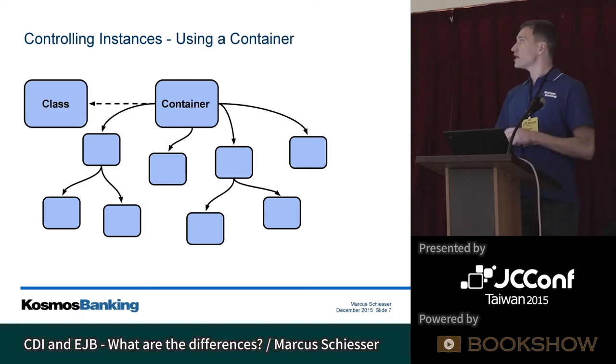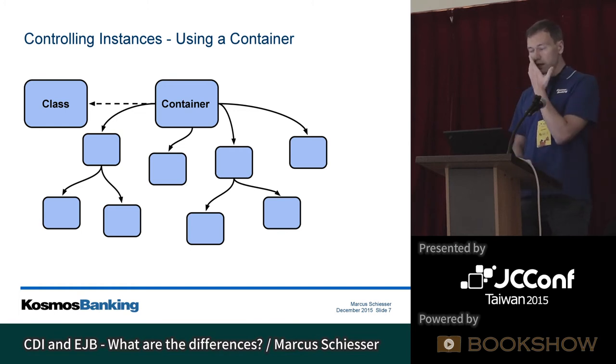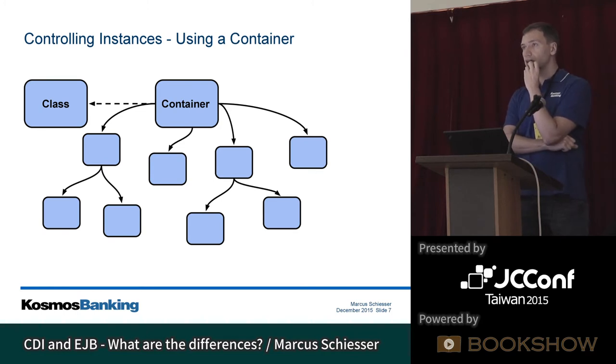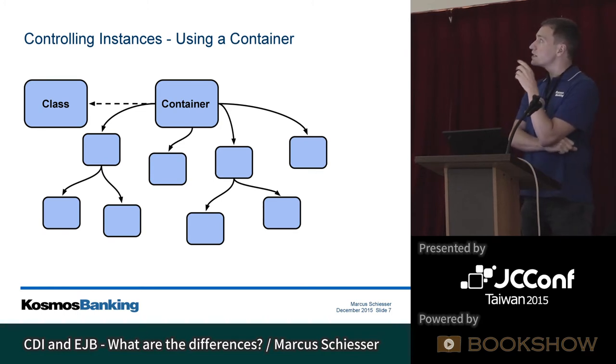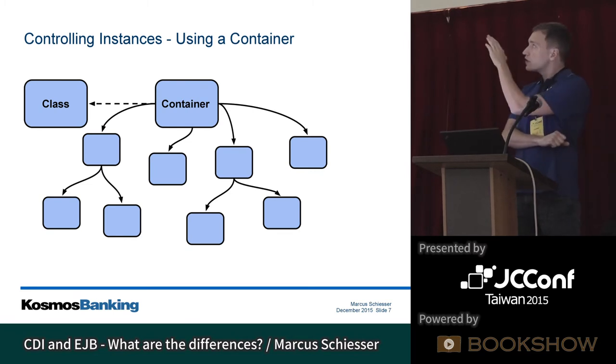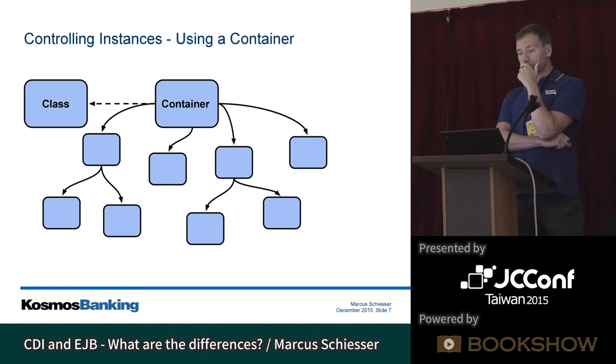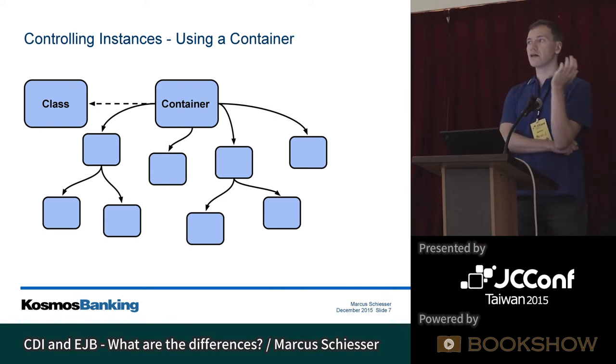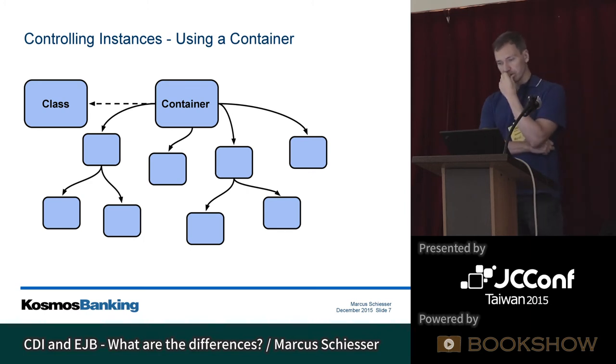So now, in contrast, if you're using a container, our class is not taking care of the life cycle of these instances. It's basically done by this container. So as you see, we now have the container instead of our class. So the question is, how can our class then use these instances? This is done by so-called dependency injection. So basically, the container is creating these instances and injecting them into the class that is using them.